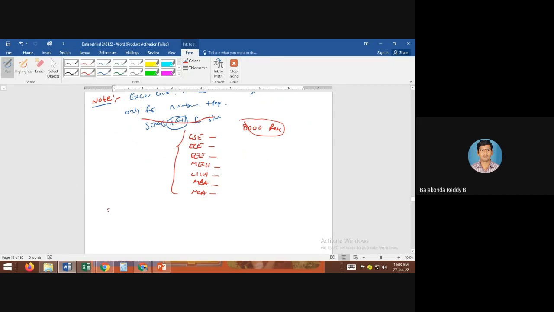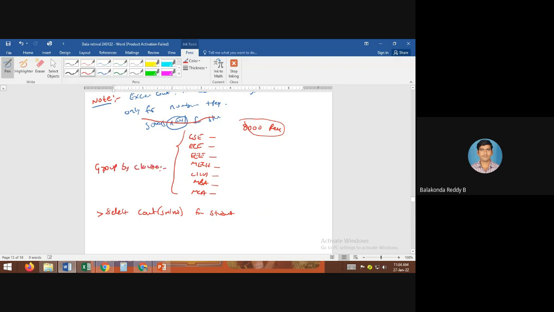Suppose you are writing here select count of roll number from student where branch equal to CSE. What is the output of this one? Only one branch count it displays. But I need to find at a time how many students in each group. So for that purpose, we are using a grouping function. Remember carefully, that is called group by clause.